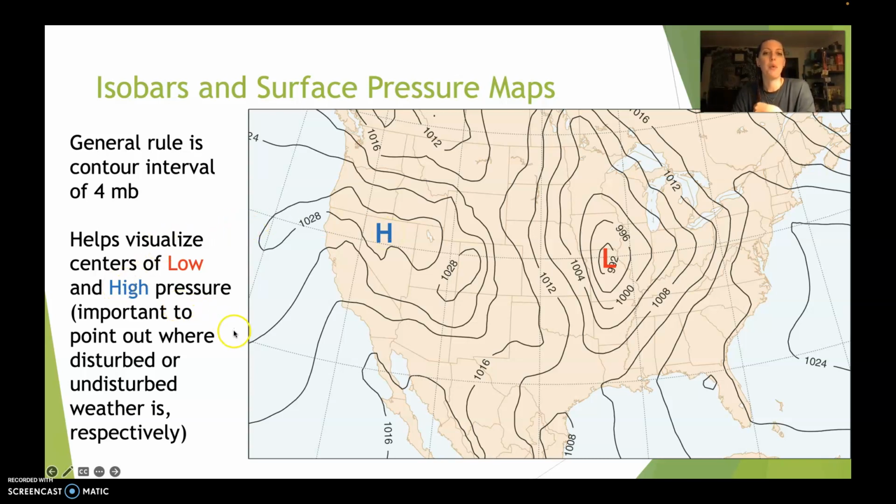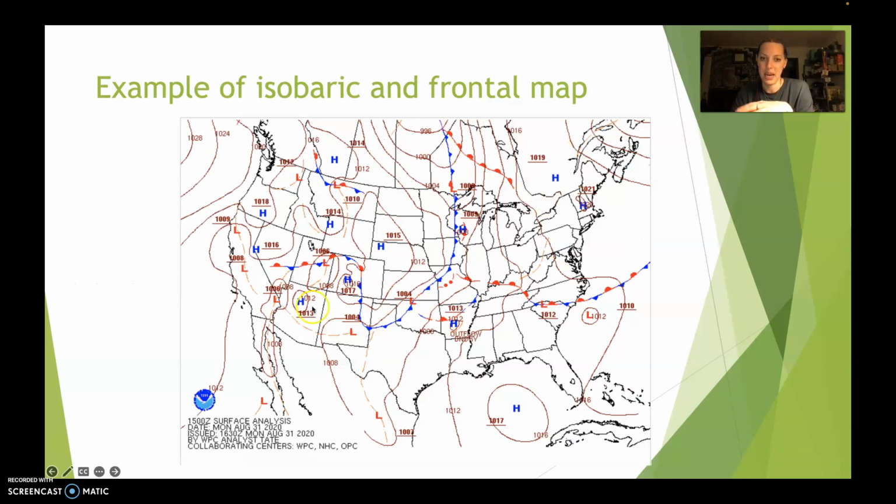So the reason for this is so that we can point out regions of disturbed or undisturbed weather. And the general rule of thumb is that we look for regions of low pressure, because that tends to be where the more disturbed weather happens to be. So again, this is an example from your book. Perhaps some examples that we look at in kind of the real world or from the National Weather Service would look similar to something like this.